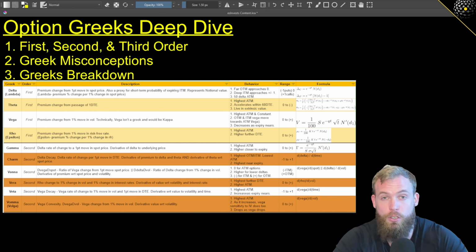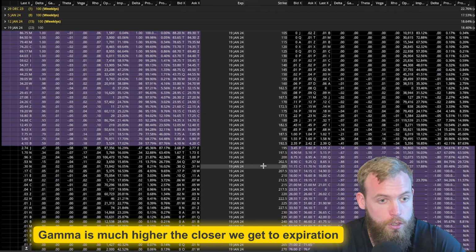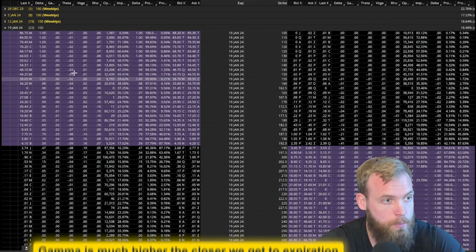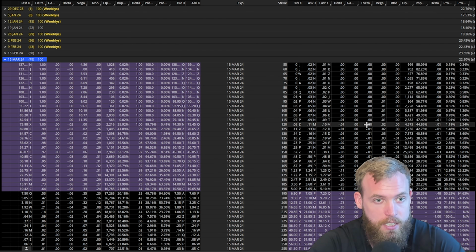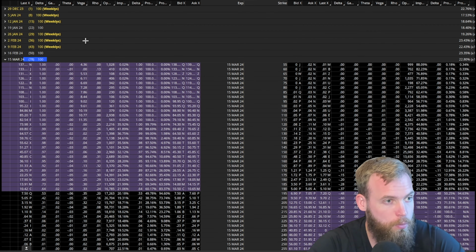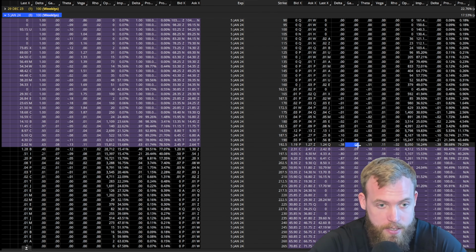The next that you will be familiar with is gamma. Gamma is the delta rate of change to a 1-point move in the stock price. So when we think about gamma, there are a couple things that will strike you. The first one is gamma is much higher the closer we get to expiration. So if we take a look at an at the money option 78 DTE, notice the gamma is 0.02. If we take that into 8 DTE, the gamma is 0.08. Why is this the case?